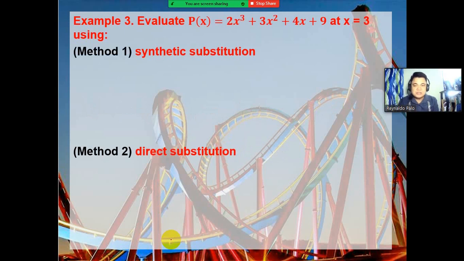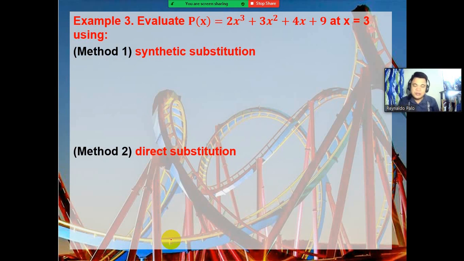Now let's proceed. Guys, there are two methods in evaluating. The first method is synthetic substitution and the second method is direct substitution. We are going to apply these two methods in the example, and it's up to you to decide which method you prefer most. If you prefer method 1 or method 2, there's no problem with that because in your examination I'm not going to ask you to use a specific method. Whichever is easier for you, it's fine, use it.